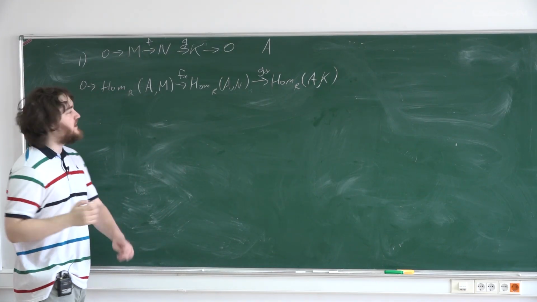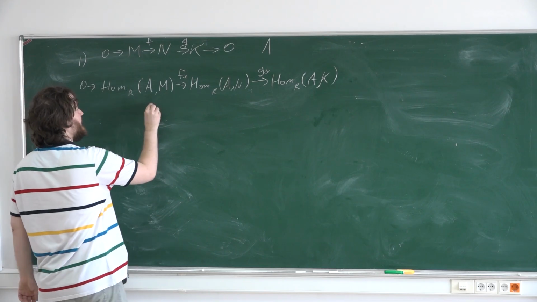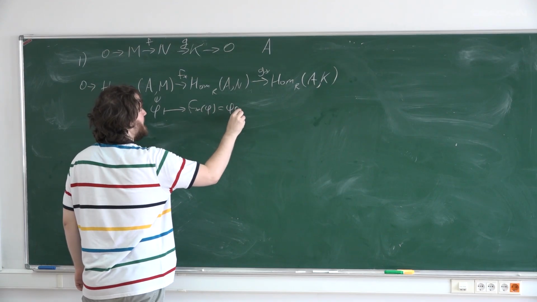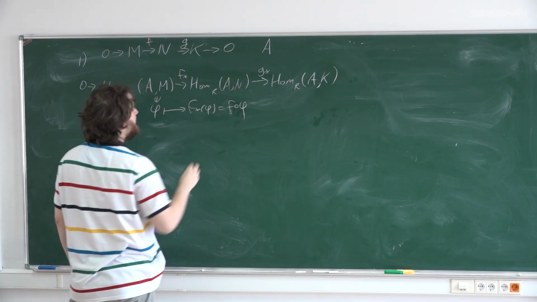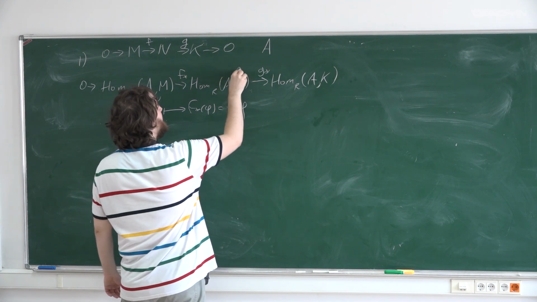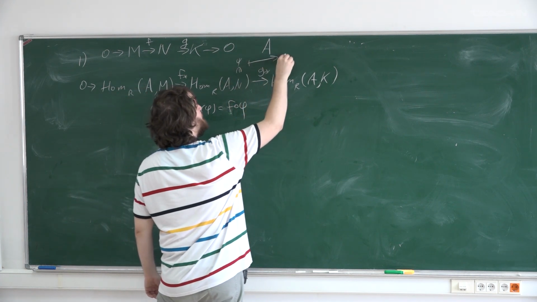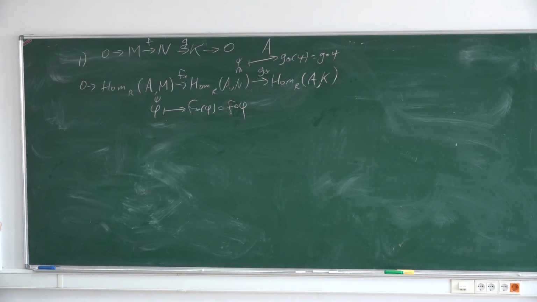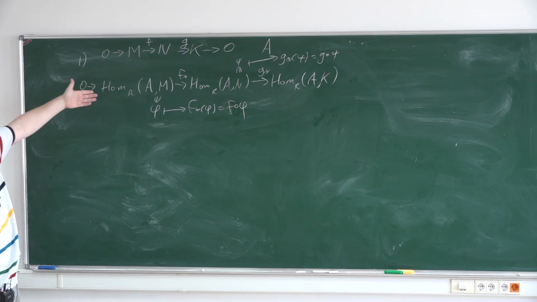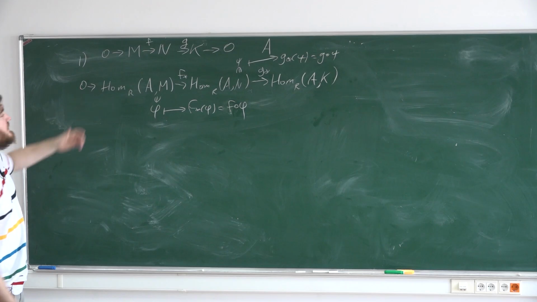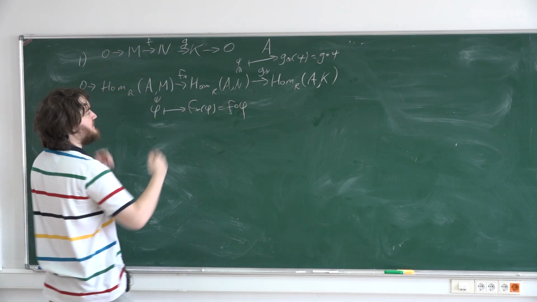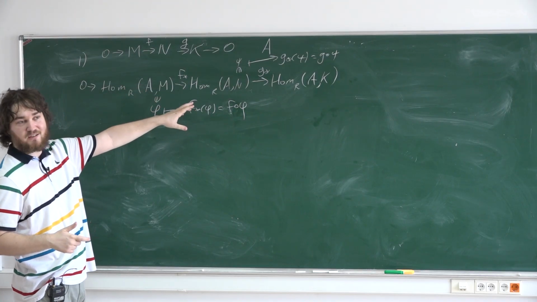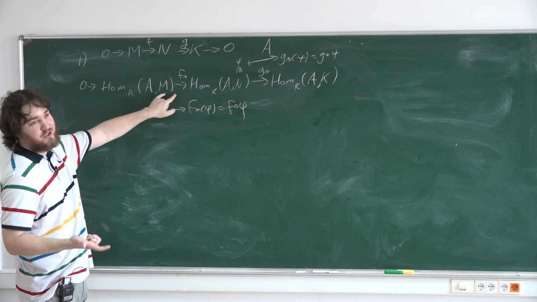It's post-composition. If we have some homomorphism phi from here, then it goes to F star of phi, which is F post-composed with phi. And if we have some psi from this, then it goes to G star of psi, post-composition with G. It's by definition. And I claim that this sequence is exact at these two places, and not at this place. At this place, it means that this homomorphism is injective, but it's more or less obvious, yes? If F is injective itself, then this map is also injective.